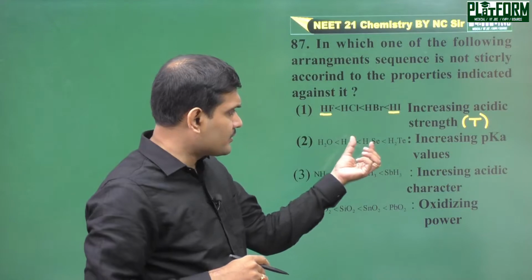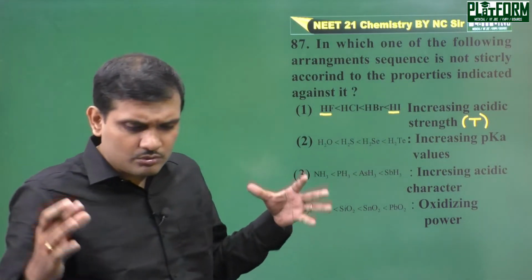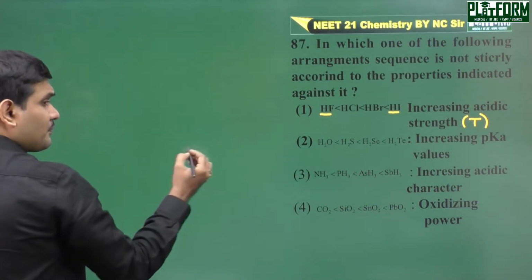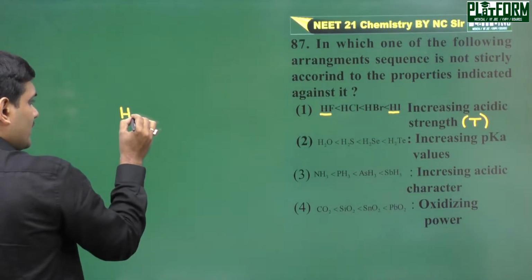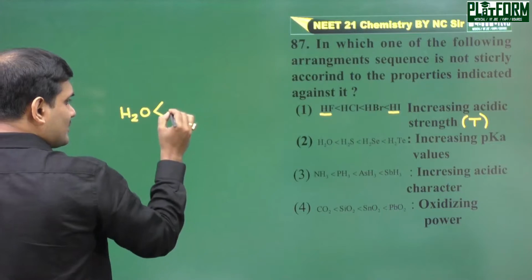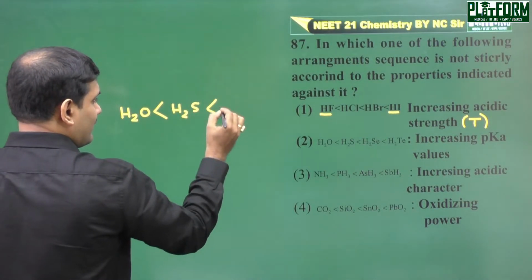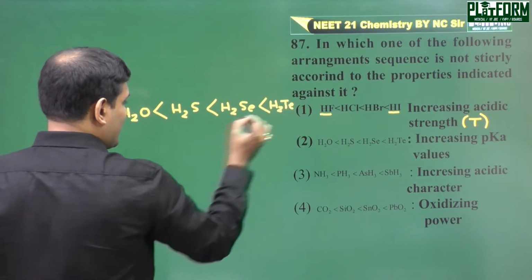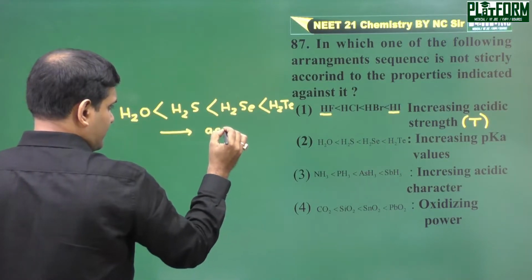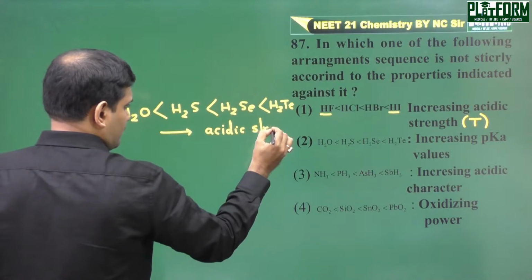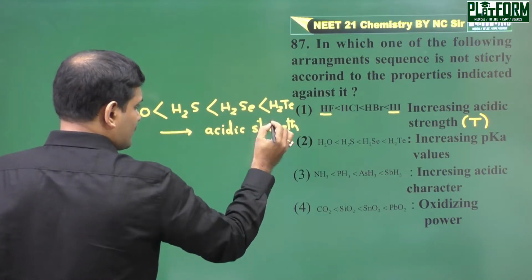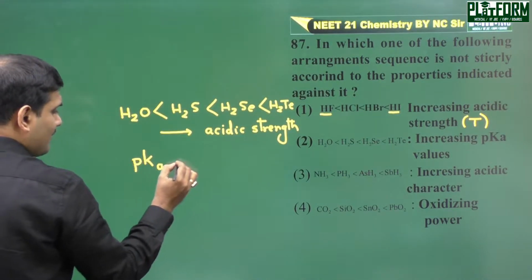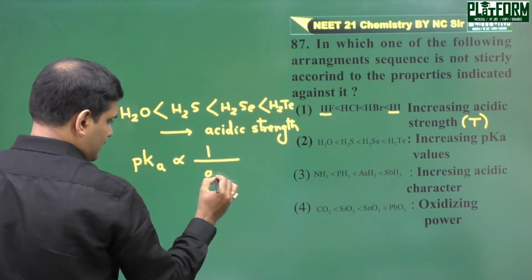Now H2O, H2S, H2Se, H2Te in order of pKa values. Here also the same logic is applied. As we move down the group, the size increases, and the acidity increases. The acidic property of H2O will be less than H2S, then H2Se and then H2Te. This should be the order of acidic strength, but here the pKa values are given. Now pKa has an inverse relation with acidity.